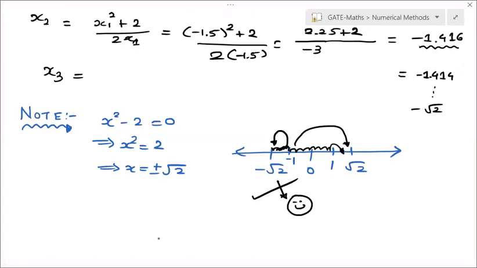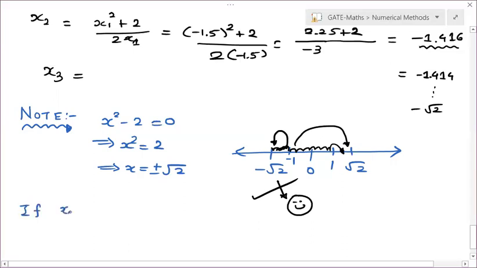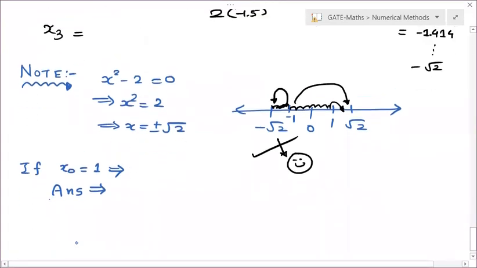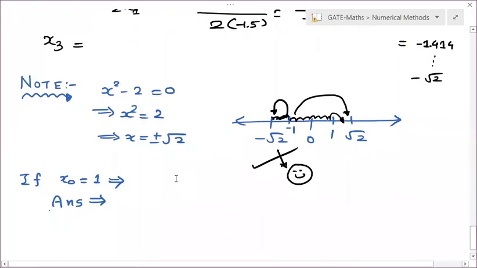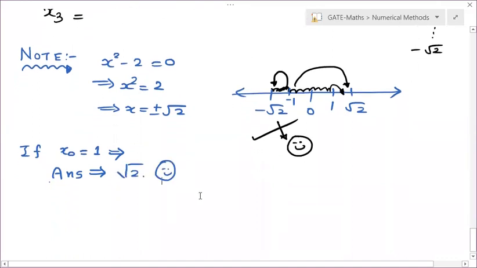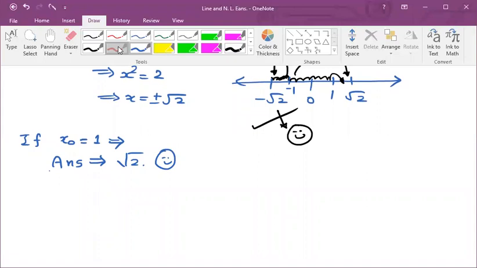Is it clear? If it is clear, then tell me, if in this question they had given you x0 equal to 1, then what will be your answer? Type in the chat box. Option A, B, C, +√2. Okay, so this is the thing. It all depends on your initial approximation. Now let us see the next question.